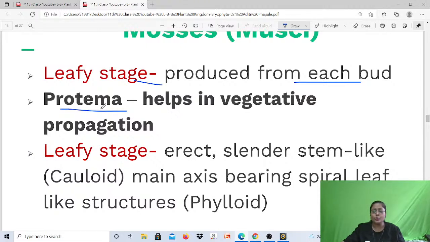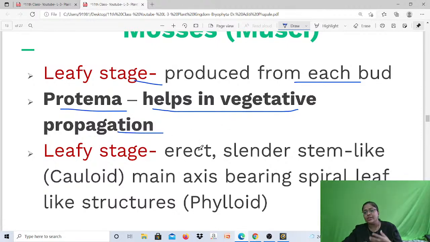Here it should be protonema, spelling mistake, I'm sorry for that. So the protonema helps in vegetative propagation. Now what do you mean by that? Using this protonema stage, it will give rise to many plants. So if you take the tissue from that stage and grow it by plant tissue culture, it will help in vegetative propagation, which means you can grow many plants out of it.